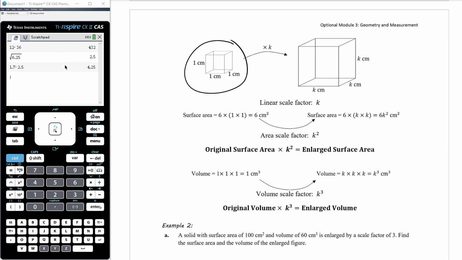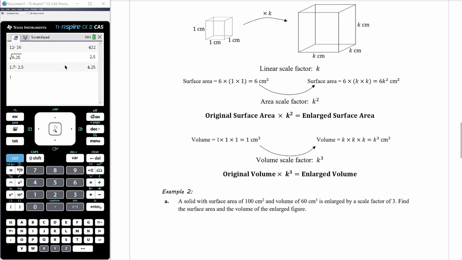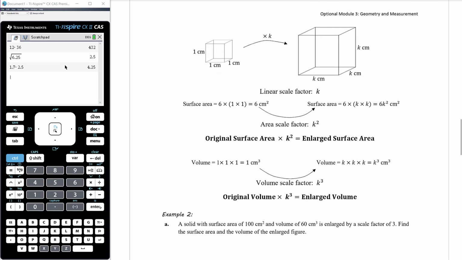So if we have that nice simple cube 1 by 1 by 1, and an enlarged cube k by k by k, the enlargement factor, the factor by which the lengths have been enlarged, is k, so it's the linear scale factor. We could then calculate the surface area of each of these solids. This has 6 surfaces that are all 1 by 1, so that is 6 centimetres squared. This has 6 surfaces that are all k by k, so it's 6k squared centimetres squared.